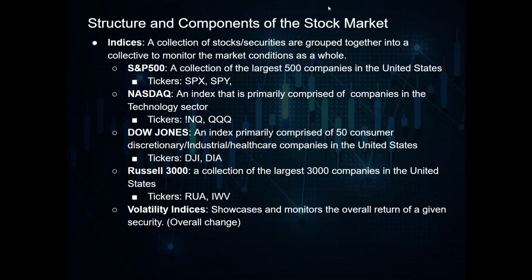Starting with the S&P 500, it's the collection of the largest 500 companies in the United States. You can look at the S&P 500 by typing in the SPX ticker, or you can use SPY, which is technically an ETF, but it is the mini futures, and it's a little bit easier to navigate for technical analysis since it's not as high a number as SPX.